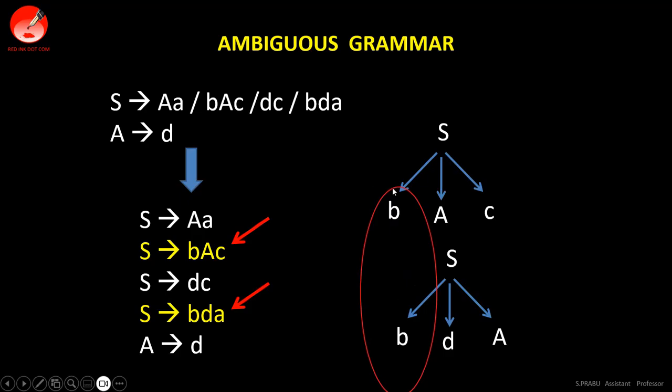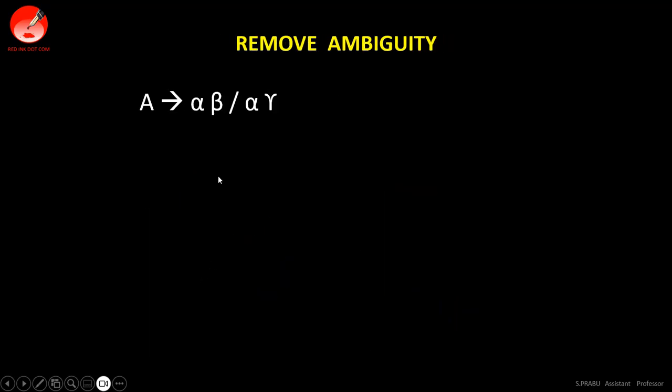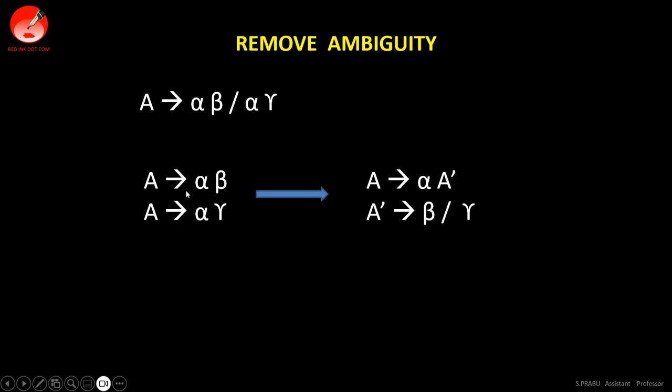It can be present on the left side of your production. So these left side elements should be factored out. That technique is called left factoring. So these kinds of ambiguous productions can be commonly written like this. When you encounter this kind of situation, you should apply this formula to remove these common prefixes.